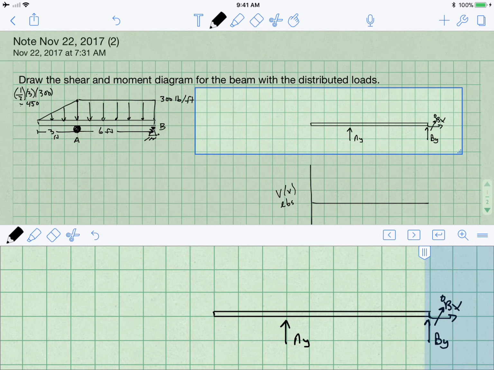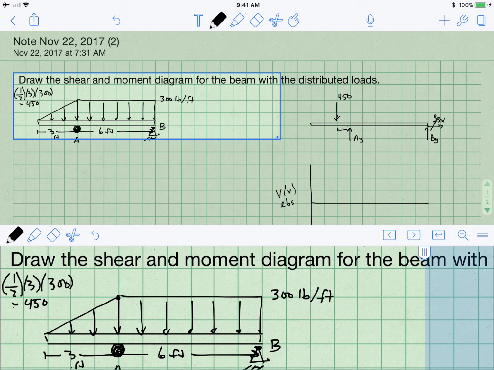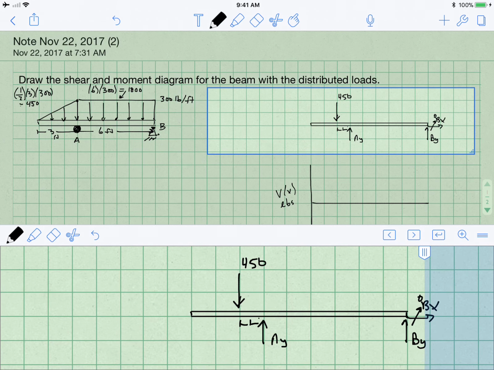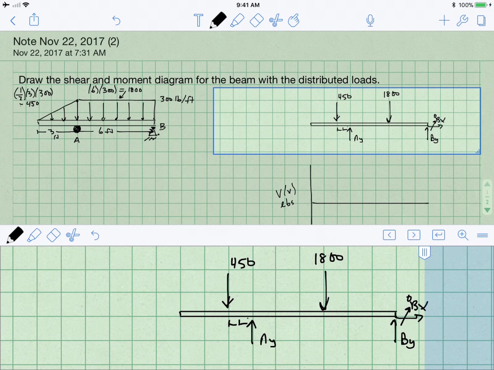It would be located at a distance 1 foot away from A. So for the sake of calculating my external reactions, I'm going to write down 450 there, and the distance here is 1. The second area to calculate is the area of this distributed load. The base is 6 feet, and I'm going to multiply it by 300 pounds per foot, so that will be a load of 1800. I could locate that 3 feet away from A. So let's put that in there, 3 feet away from A, right there. So I have 1800 there. We're doing this just to find the external reactions. And that's all we've got for the beam.